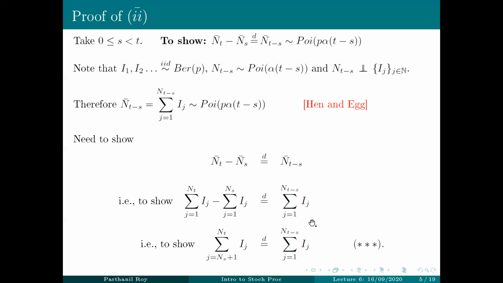So we have to show this equality, which is the same as showing the following. The right hand side we keep the same. In the left hand side, we just observe that N_s, of course, is less than or equal to N_t, because s is less than t. So with probability 1, N_s is less than or equal to N_t. And therefore, this is just the sum of I_j's running from N_s plus 1 to N_t. So we just have to show this equality here. We are going to spend time on this and show it in detail.